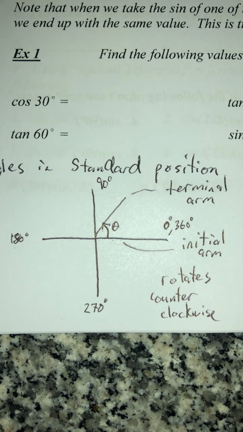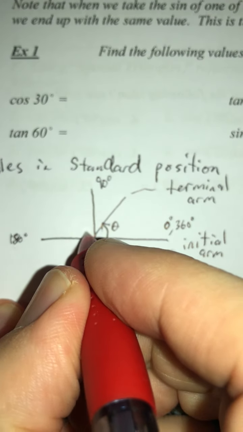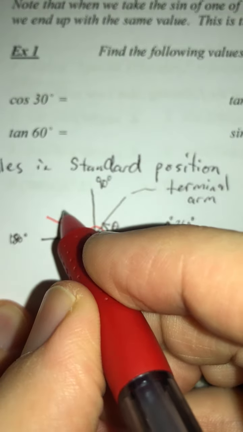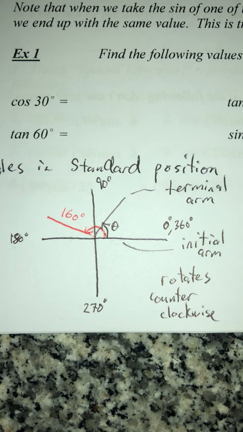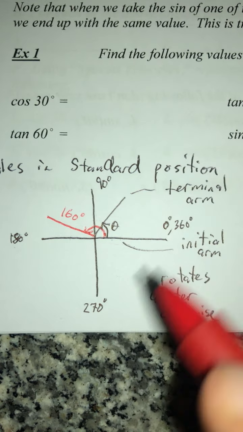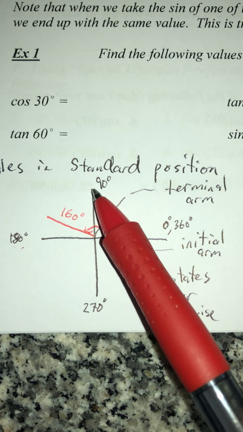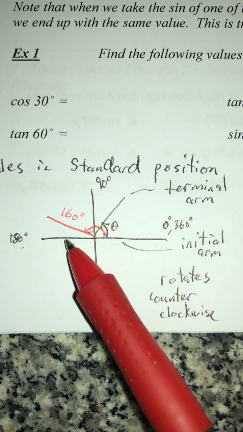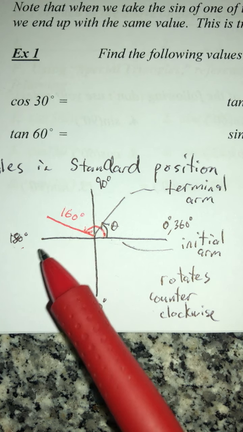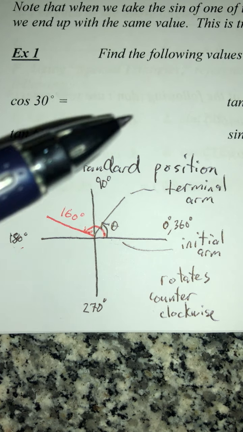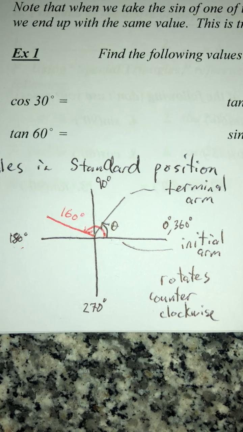So let's do this in a different color pen so you can see this. This, starting from here, rotating around to here, this would be approximately 160. How did I get that? Well, it's not quite at 180, but it's further away from 90. So I'm 70 degrees from 90, 20 degrees from here. So it should be closer to 180 than 90. So that would be this angle, 160 in standard position. So just so you know that, it's going to come.